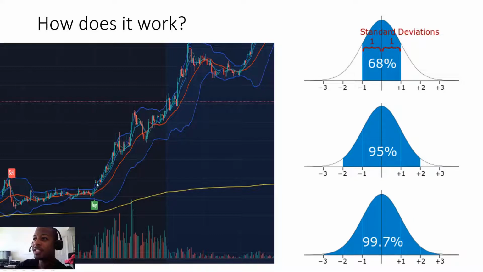Now, just because this price action is moving to the upper band doesn't mean that it's about to reverse back down to the lower band and stay within that standard deviation. It could still continue to go up and up and up, as you can see here. All right. So don't fall into that trap.